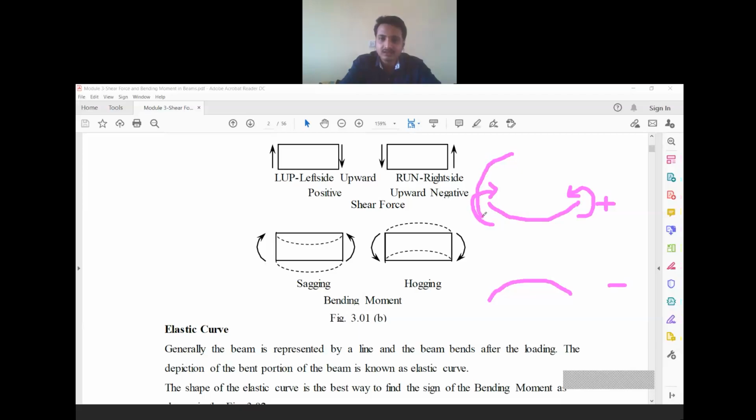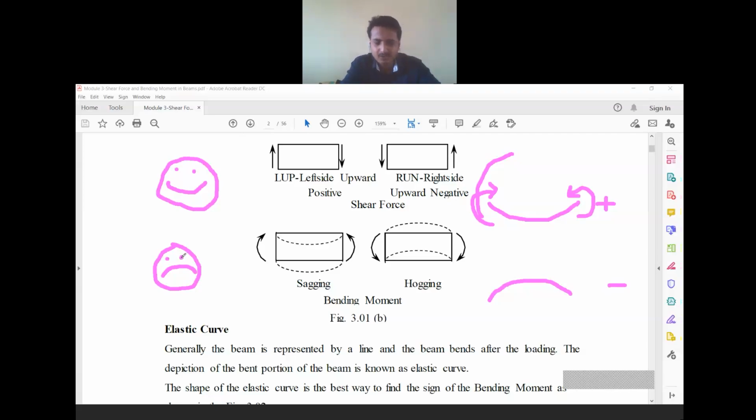What is sagging? Like this. So whenever you have a smiling face, you can call that positive. Smiling means positive. So sagging is positive. Okay. Hogging. How does hogging look? Hogging looks like a sad face. Whenever you are sad, that means it is negative. So it is negative for you.